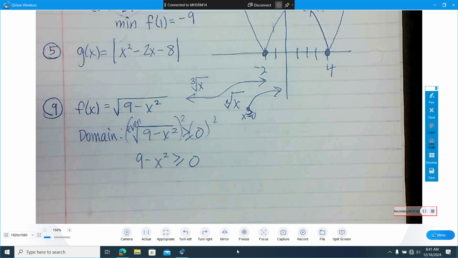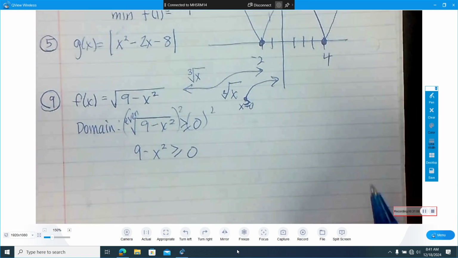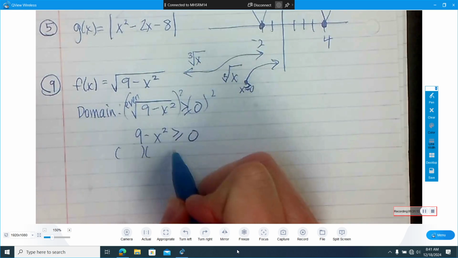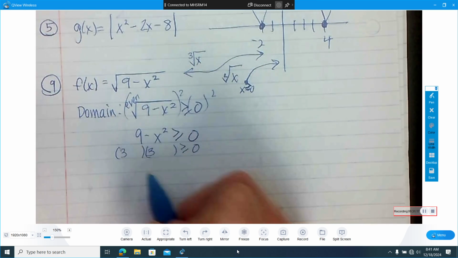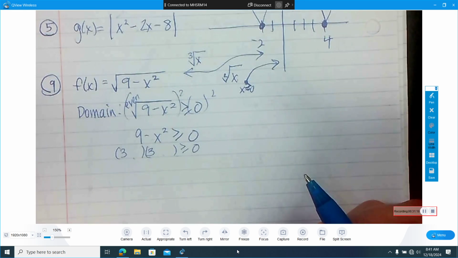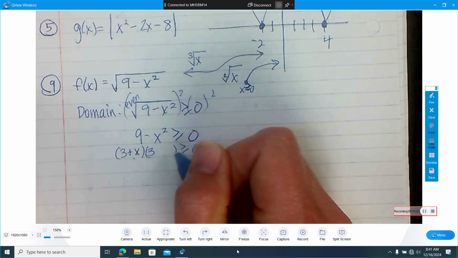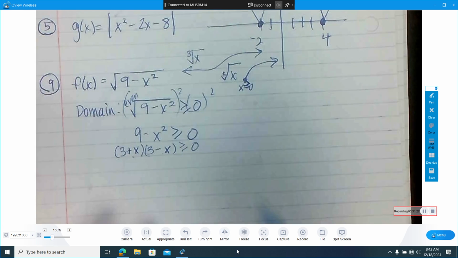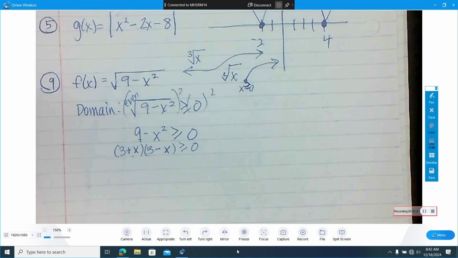It's saying, hey, where is this curve greater than or equal to 0? And so, again, I like to approach this sort of thing graphically. We can double bubble this. 3 times 3 is 9. What times what is negative x squared? Positive x times negative x. And so what's happening here is we know this is a parabola. Is it an up parabola or a down parabola?